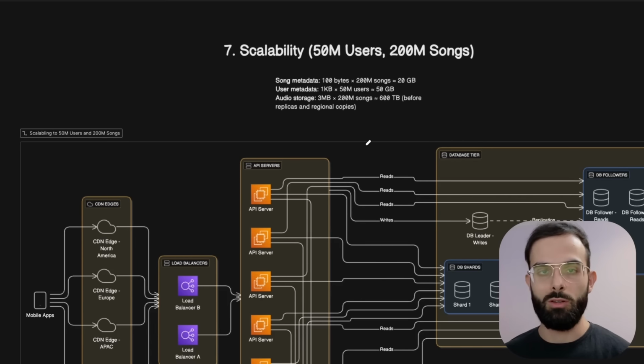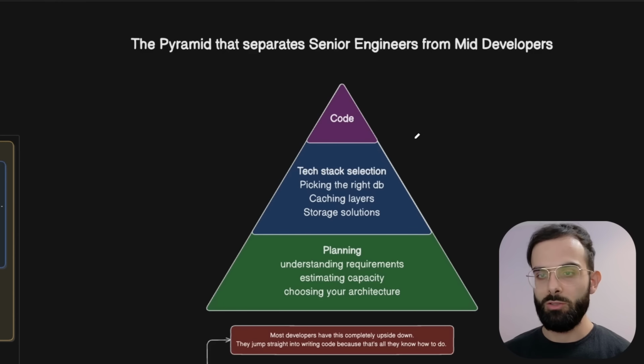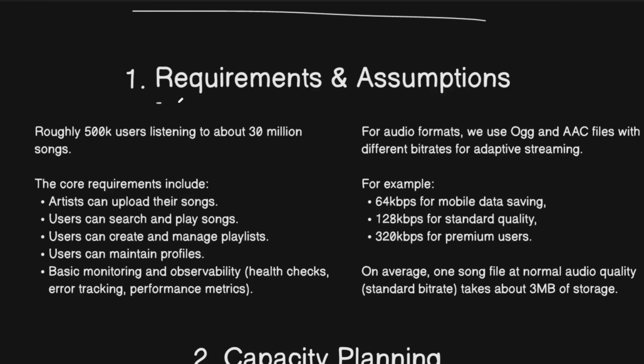million users or above. And at the end, I will also show you the pyramid that separates senior engineers from mid-level developers so that you can understand what are the skills that you need to learn to be able to design such systems from scratch, no matter if it's system design for Spotify or for Google Doc or for any other system. Let's start from understanding requirements as a first step, because without this we cannot move any further if we don't know what we are building here.